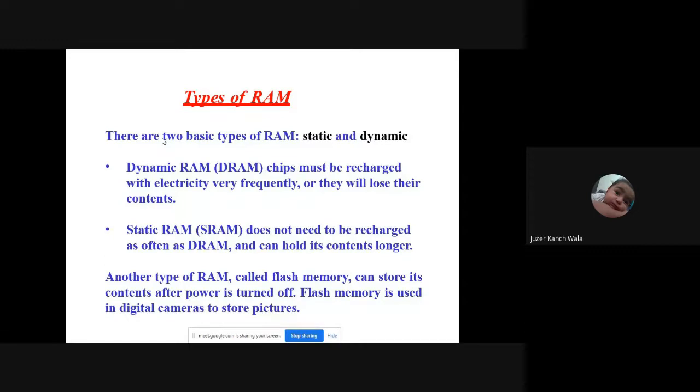Ma'am, if they are storing data after the power is turned off, wouldn't that make them ROM? No, in your mobile phone it is ROM, but flash memories are generally your memory devices, like SD cards. Flash memory is used in digital cameras to store pictures, so those are generally SD cards, extra memory which you insert. In your mobile you have RAM and ROM also. No, I'm talking about SD cards only. If SD cards can keep data even after turning off, even when they are not connected to electricity, wouldn't that make them ROM? That can make them ROM, but they are a special type of RAM which can store the data even after being turned off. They are not considered as ROM.